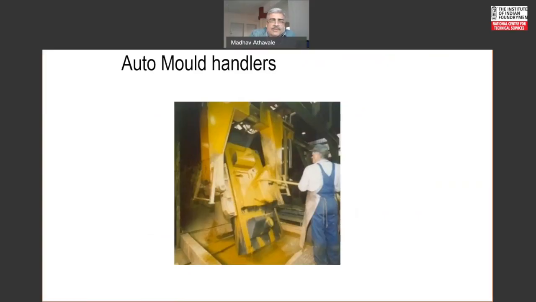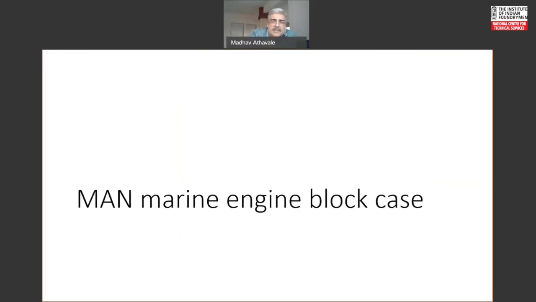Now, a little more automation. In a fast loop line, you have got mold handlers. As you can see, the mold is being held at an angle as the coating progresses. Now, let's quickly look at one particular case where a specialized coating was developed by a supplier. This is a case study taken from the foundry practice issue of Pro-Seco International. This is about a MAN marine engine block.